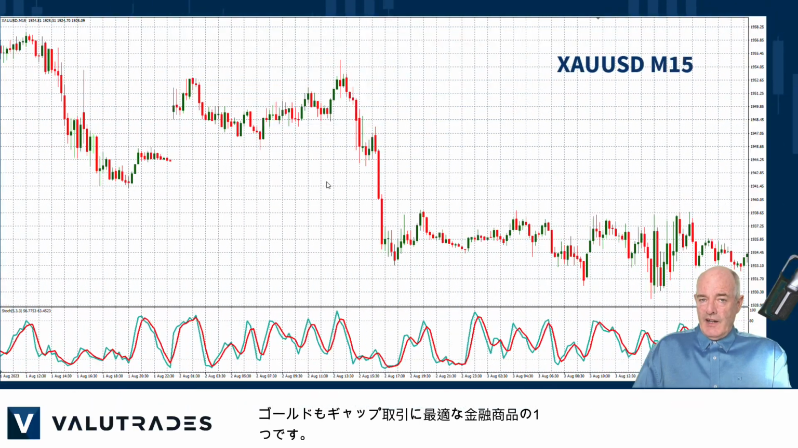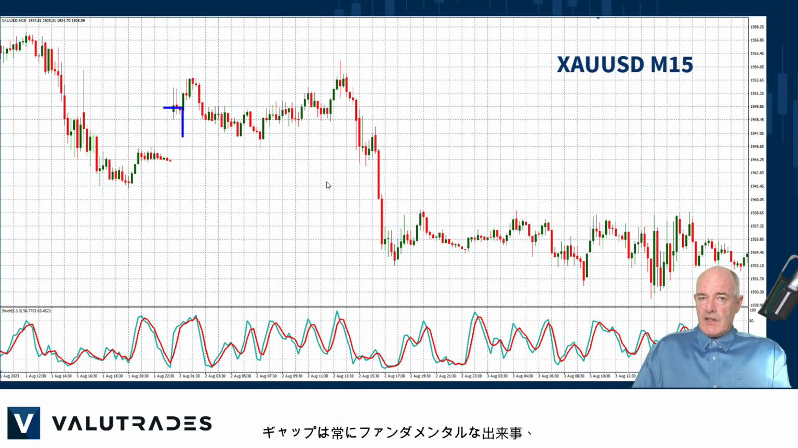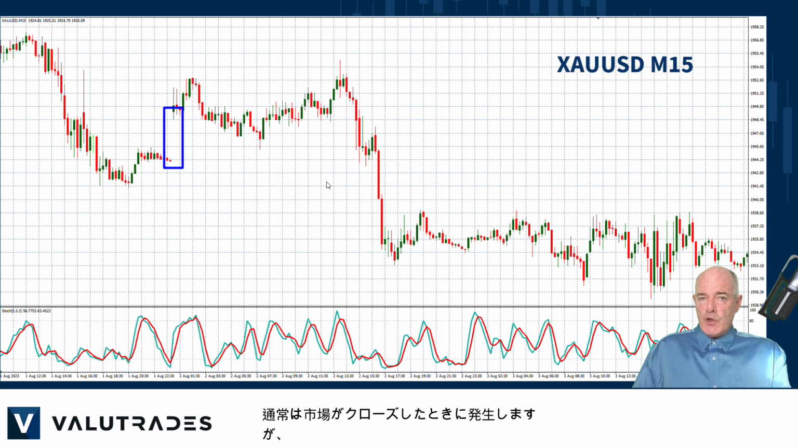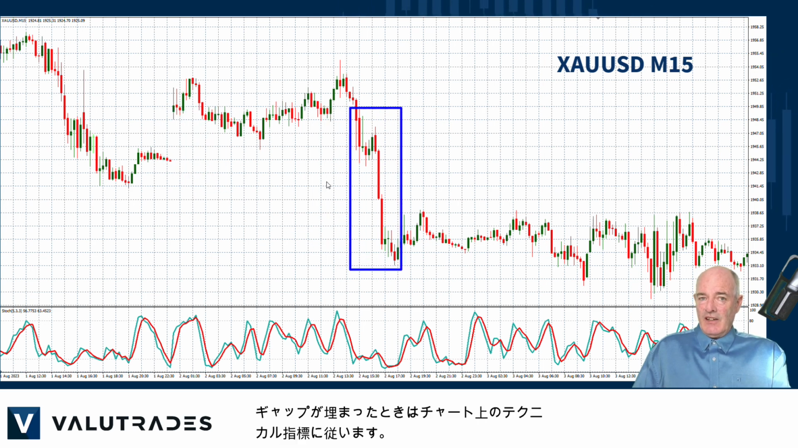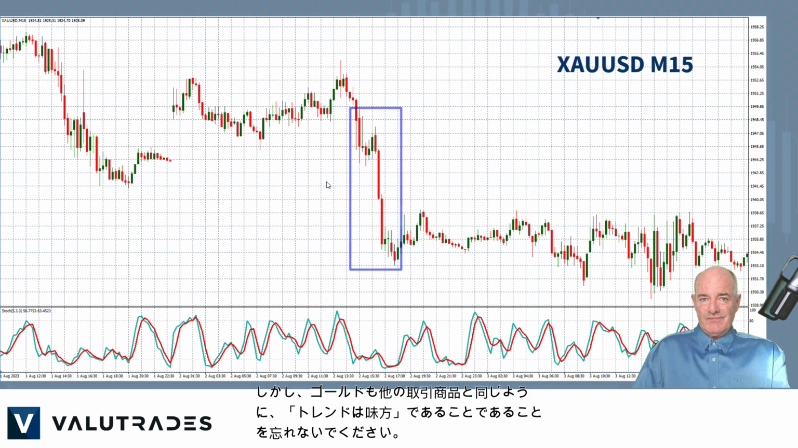Gold is also a great instrument for gap trading. To be fair, gap trading is actually a combination of both technical and fundamental analysis. The gap is always caused by a fundamental event, usually when markets are closed, but when the gap is filled, we follow the technical indicators on our charts. But remember, with gold, just like any other instrument, the trend is your friend.